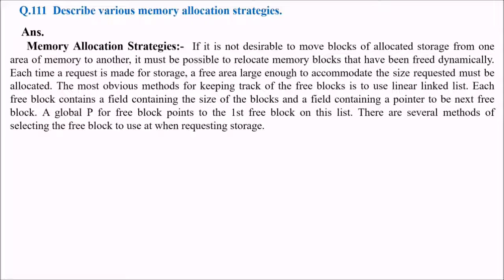If it is not desirable to move blocks of allocated storage from one area of memory to another, it must be possible to reallocate memory blocks that have been freed dynamically. Each time a request is made for storage, a free area large enough to accommodate the size requested must be allocated. The most obvious method for keeping track of the free blocks is to use a linear linked list. Each free block contains a field containing the size of the block and a field containing a pointer to the next free block. A global pointer P for free blocks points to the first free block on the list.